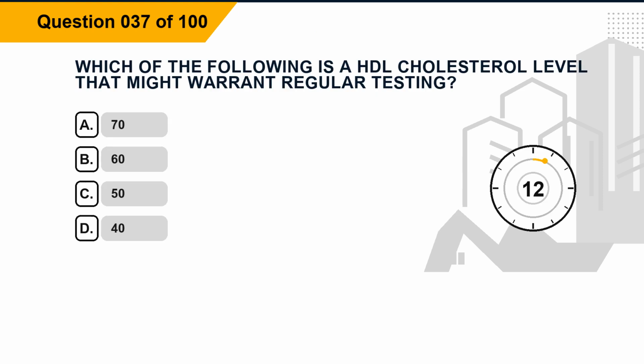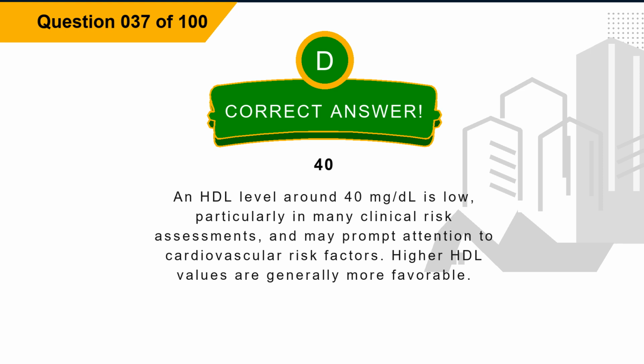Question 37. Which of the following is a HDL cholesterol level that might warrant regular testing? Option A. 70. Option B. 60. Option C. 50. Option D. 40. The correct answer is option D. 40. Explanation. An HDL level around 40 mg/dL is low, particularly in many clinical risk assessments, and may prompt attention to cardiovascular risk factors. Higher HDL values are generally more favorable.